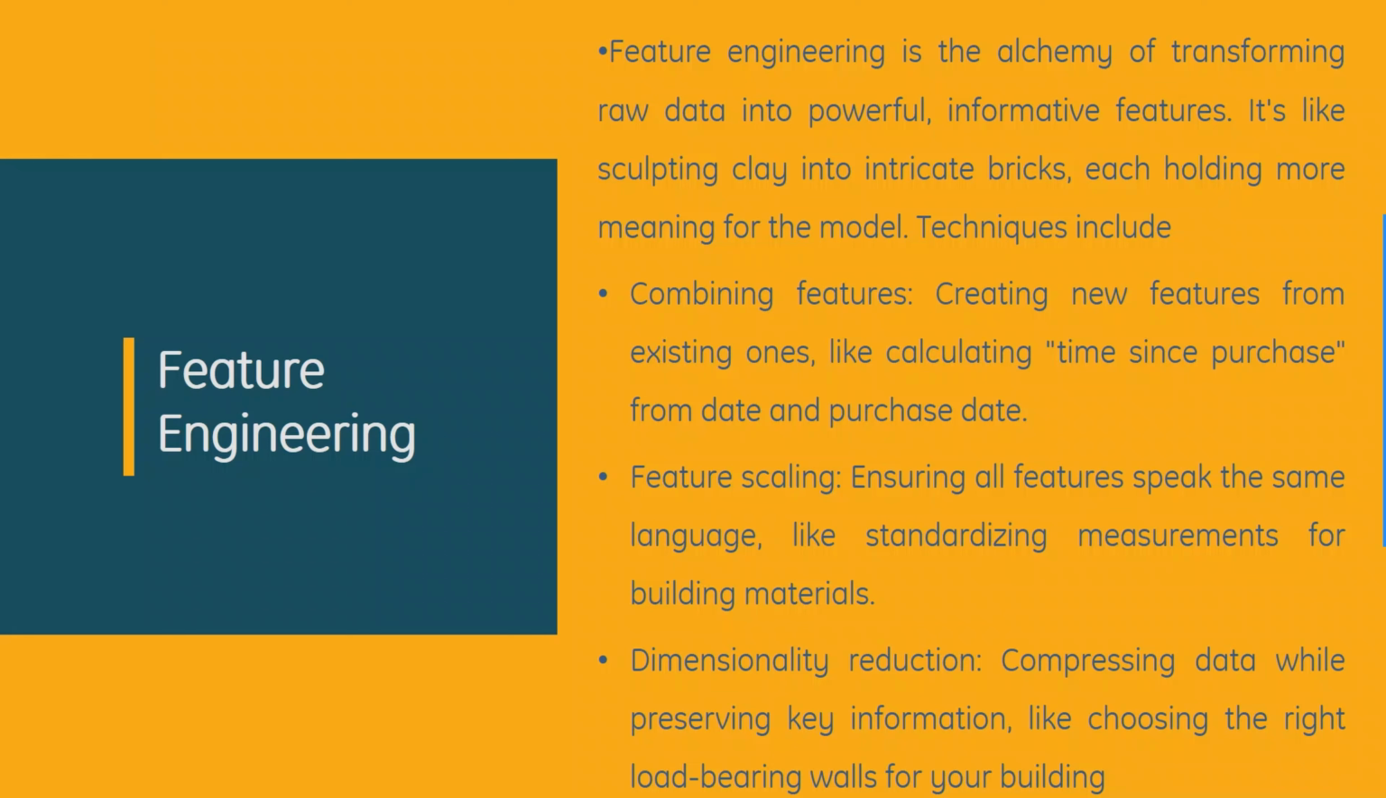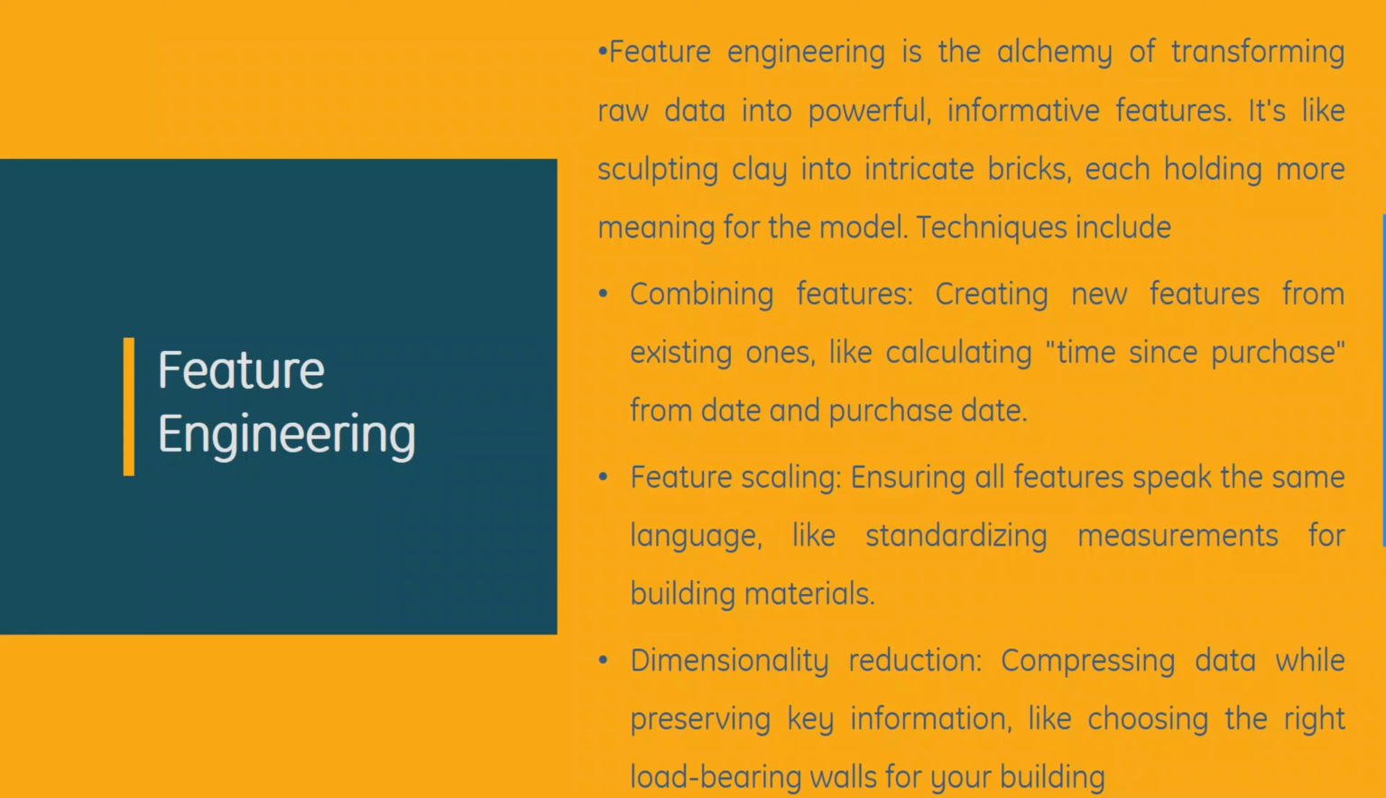Next, we have feature engineering. Feature engineering is the alchemy of transforming raw data into powerful informative features. It's like sculpting clay into intricate bricks, each holding more meaning for a model. Techniques can include, firstly, combining features, creating new features from the existing ones, like calculating time since purchase from the date and purchase date.